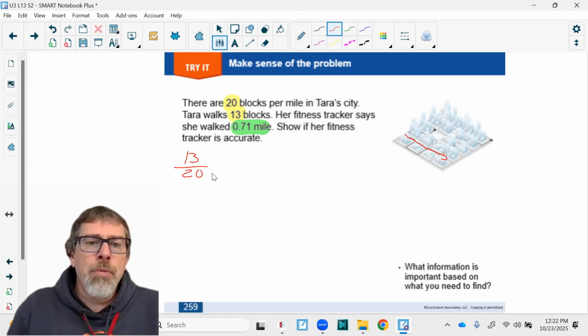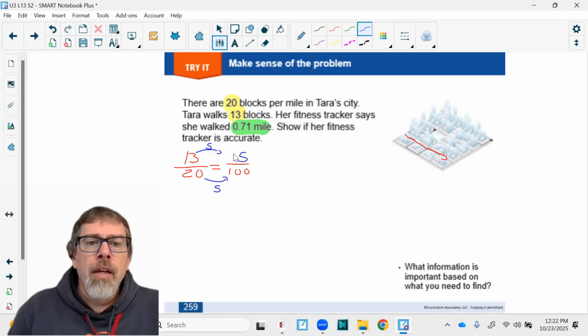Well, there are two different ways we can do this. When the denominator will evenly go into 100, we can just scale it up and ask ourselves, what do we multiply 20 by to get 100? And that is 5. So if I multiply the bottom by 5, I'll multiply the top by 5. And that becomes 65. Well, that is 65 100ths. So I write it as 0.65.